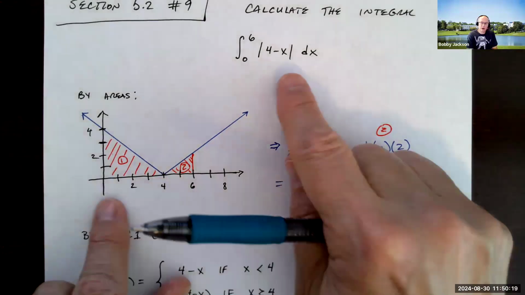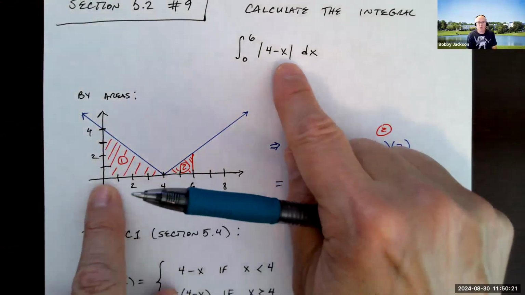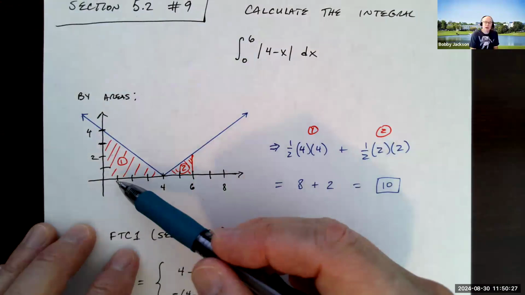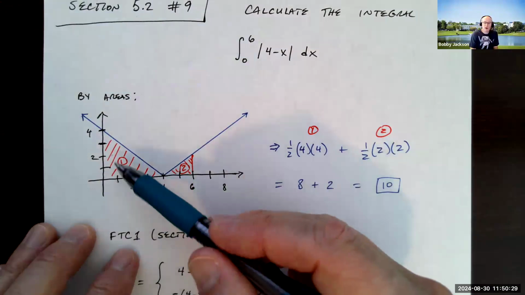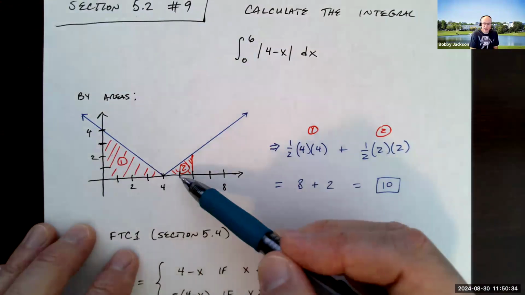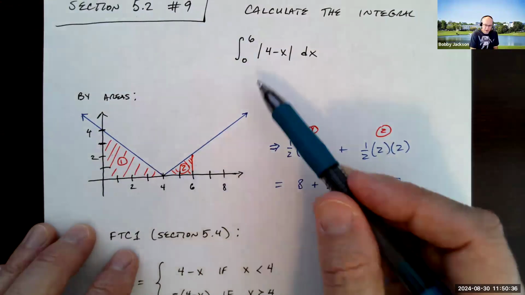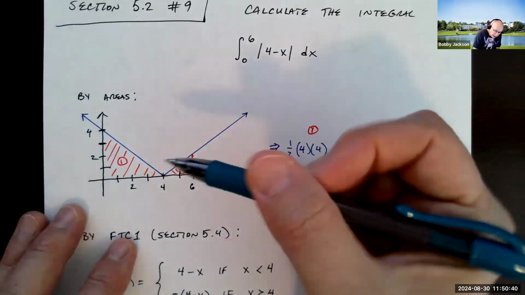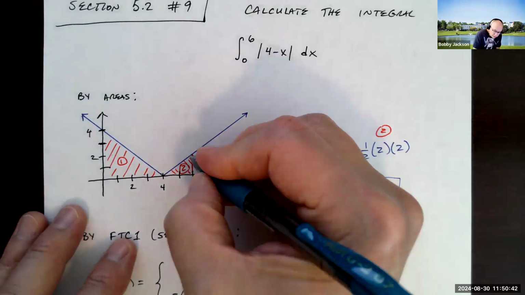When x is 0, you get the absolute value of 4, which is 4. When x is 1, you get 4 minus 1 is 3, absolute value of 3 is 3, and so on. When you plug in 4, you get the absolute value of 0, which is 0. When you plug in 5, 4 minus 5 is -1, but the absolute value of -1 is +1. And then plug in 6, you get 2. So this height is at 2.